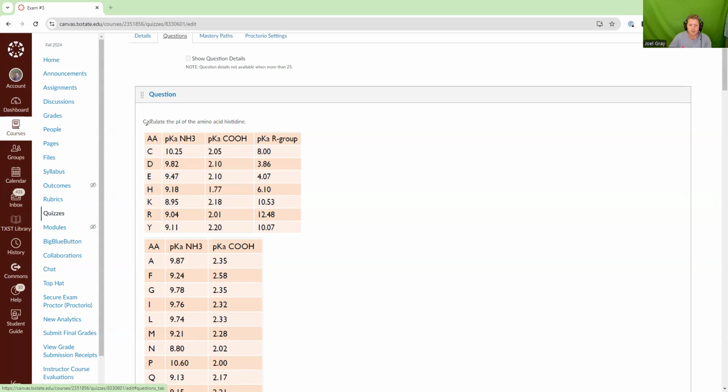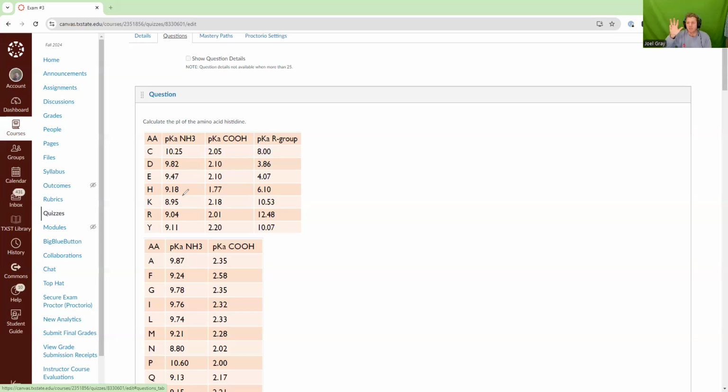The first question reads, calculate the pI of the amino acid histidine. Well, in order to calculate the pI, you need to figure out what are the pKa's that have your molecule transition from a positive 1 to 0 charge and a negative 1 to 0 charge. Histidine is an amino acid that can have a +2 charge. So what that means is that it can go from +2 to +1 to 0 to -1. Okay, so it has those four possible charges.